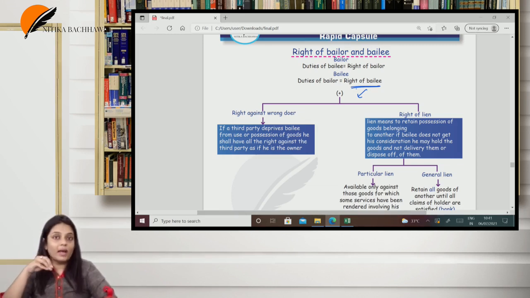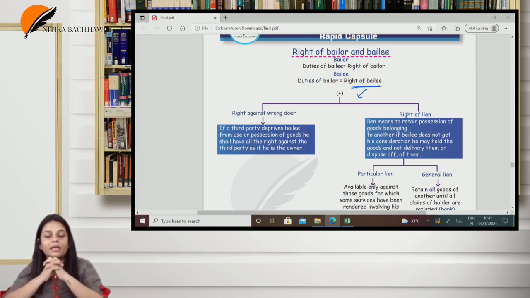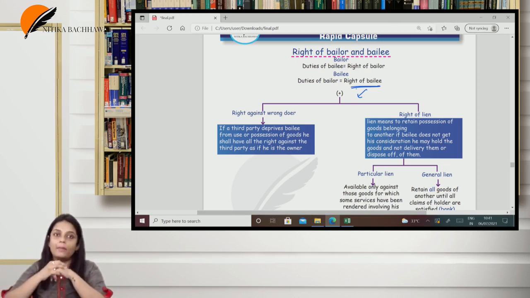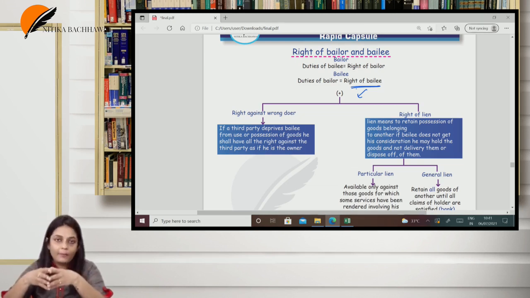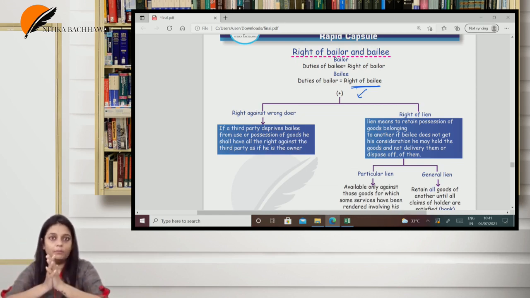Now what is this right against the wrongdoer? Now the general concept is that if anything happens to my goods, I have a right to claim the damages for those goods. Correct or not? I am the owner of the goods, and if anything happens to my goods due to a third party, I have a right to claim the damages from the third party. This is the general rule.